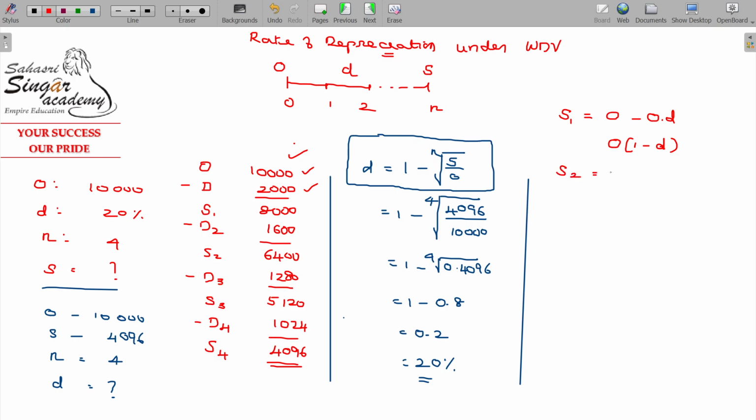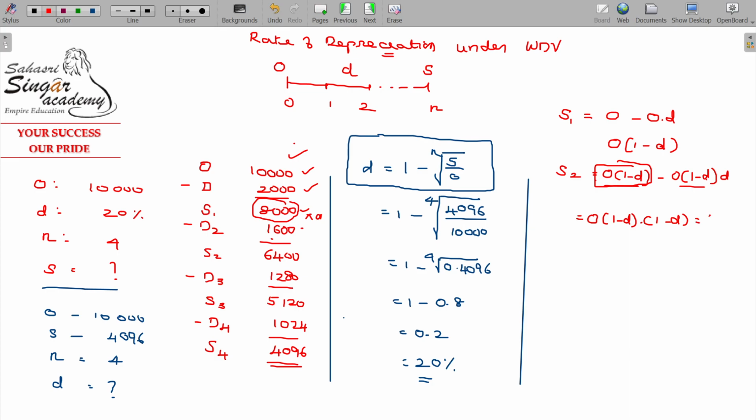What will the scrap value by the end of the second year be? You have to take this value, O into 1 minus D. From this value, the amount of depreciation, that is O into 1 minus D into D, has to be subtracted. Here O into 1 minus D is common in both terms. You can take that away. If you divide the first factor by O into 1 minus D, the value is 1, and the second factor, divided by the same O into 1 minus D, gives only D.